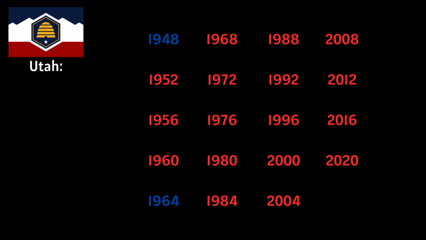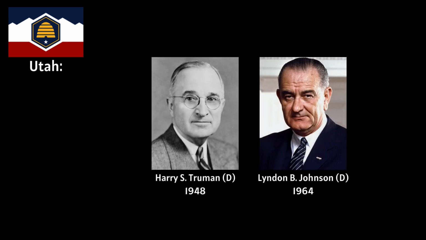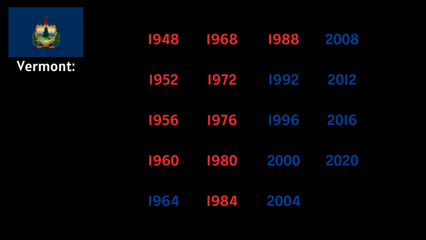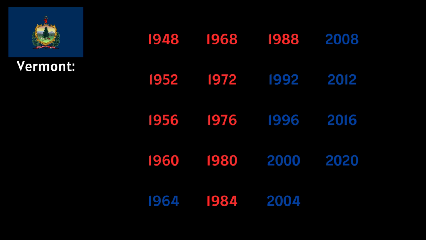Utah has voted Republican in every election since 1948, apart from voting for Truman in 1948 and Johnson in 1964. Historically, Vermont is a majority Republican, having voted Republican in every election from 1948 to 1988, apart from voting for Johnson in 1964, but has voted blue in every election since 1992.